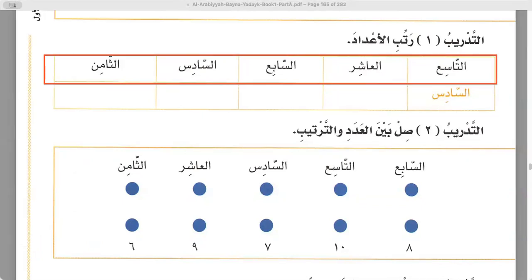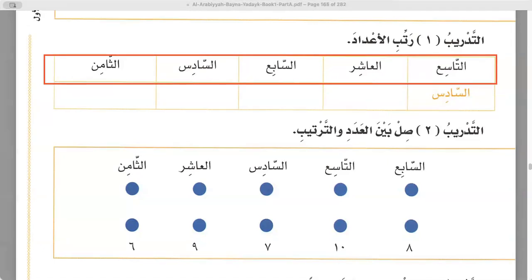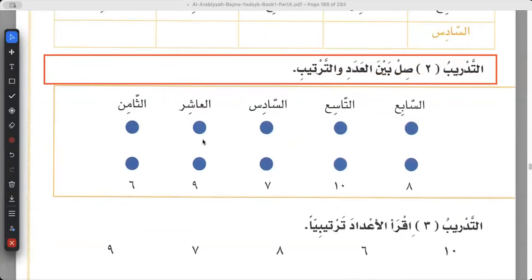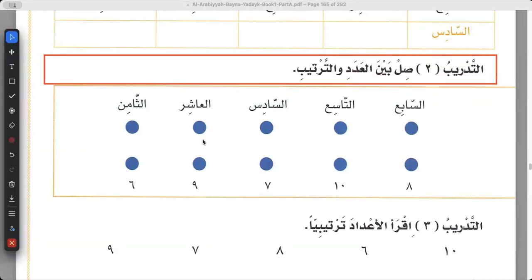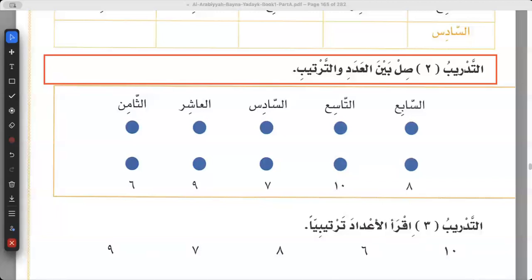Barakallahu fi. Now التدريب الثاني. صل بين العدد وترتيبه. Link between the numbers and the arrangement. You have Asabi'. Asabi will be linked to 7. Atasa to 9. Asadis to 6. Al-Ashir to 10. Athamin linked to 8. So we shouldn't have any problem there.